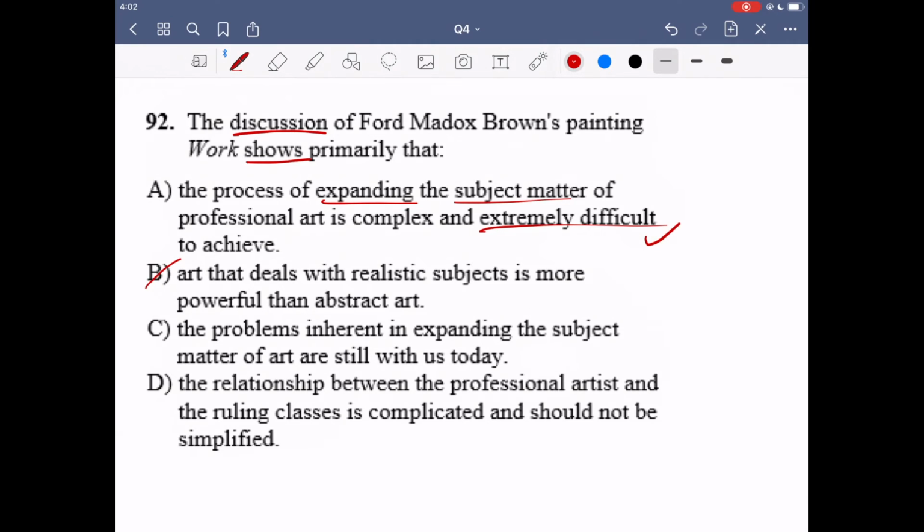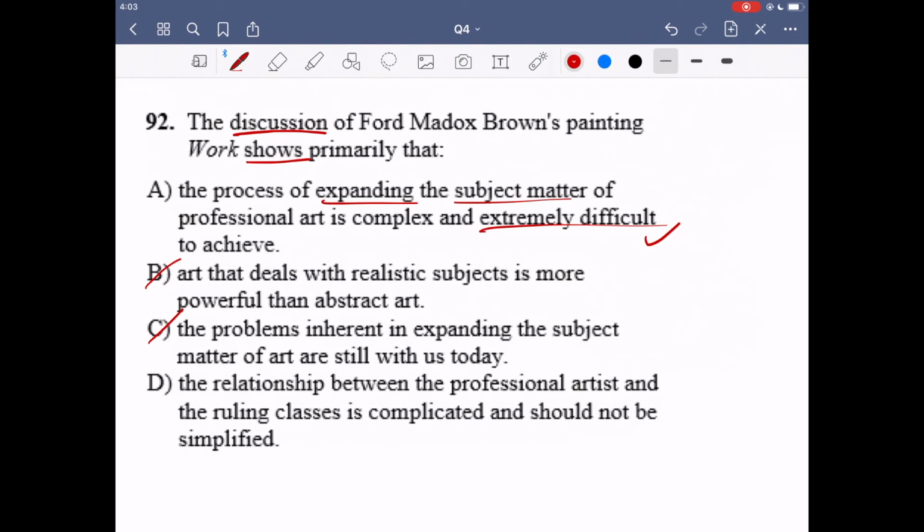Option C is saying the problems inherent in expanding the subject matter of art are still with us today. No. There was a timeline progression. The author went more and more into modern time and said that it's still a problem. The author didn't specifically go too much into modern day, except for talking about how it's still a problem because abstract art is really for painters, and other people who don't paint don't really get it. But once again, that's a discussion that came afterwards. Discussion of what problems are still inherent today came after the discussion of this painting. A is a much better answer because that's specifically why that example was given, to lend evidence to that point.